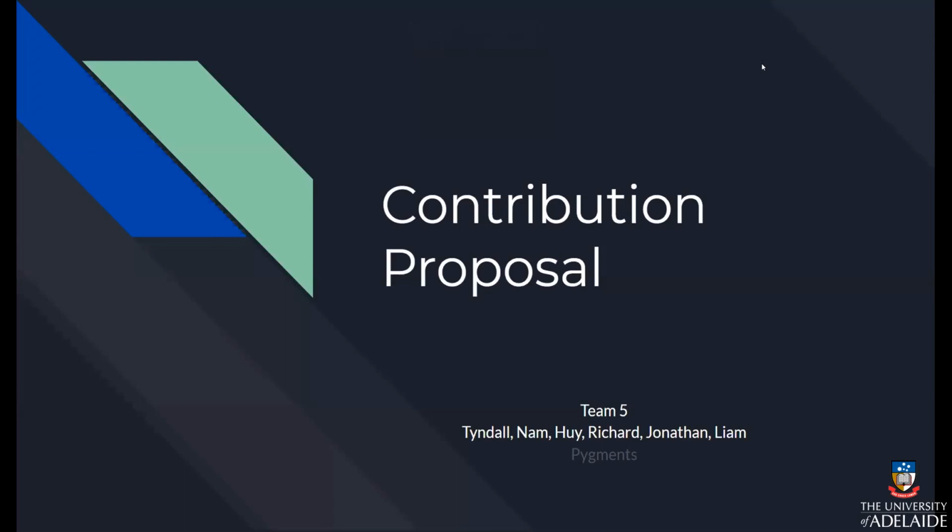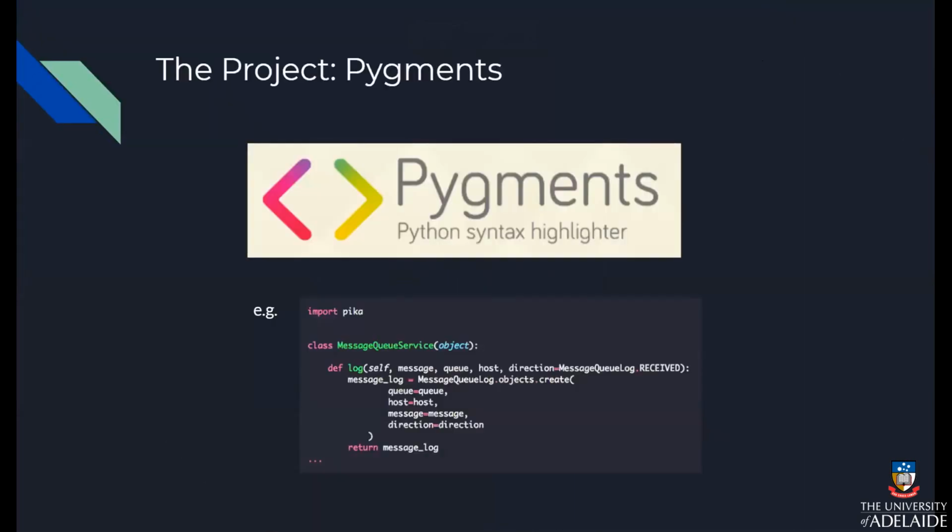Hey everyone, we are Team 5 and we will be contributing to the Python Pygments project. Pygments is a syntax highlighter written in Python that supports over 500 languages, used in many forums, wikis, and other applications. You can see from the example below how this works: the Python program is nicely colored. It makes it clear for programmers to look at and understand, and it looks pretty.